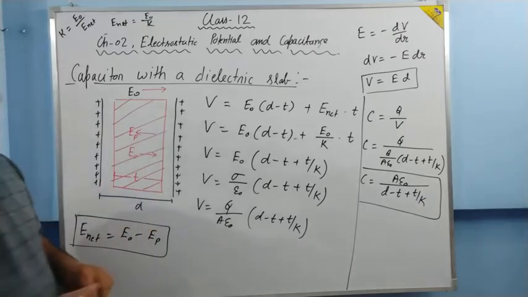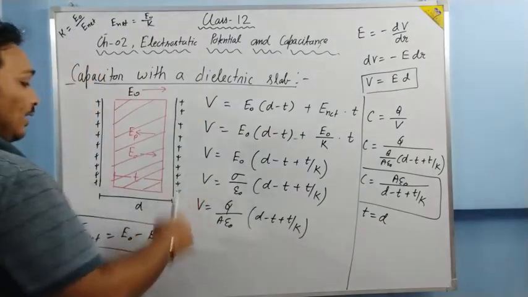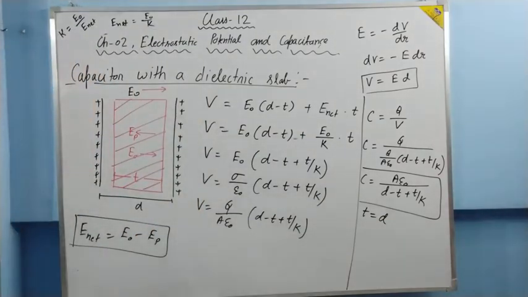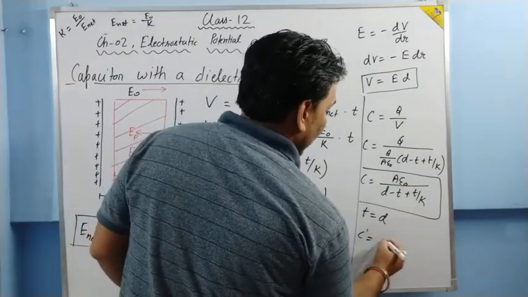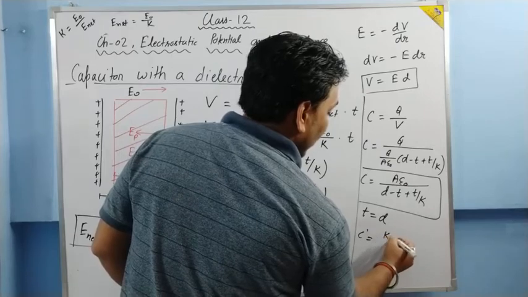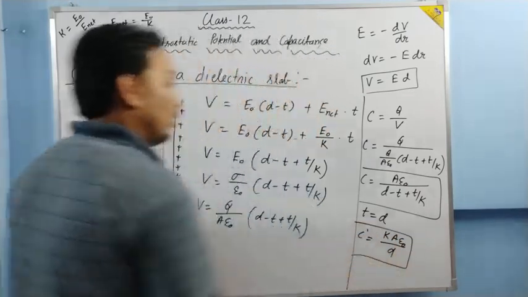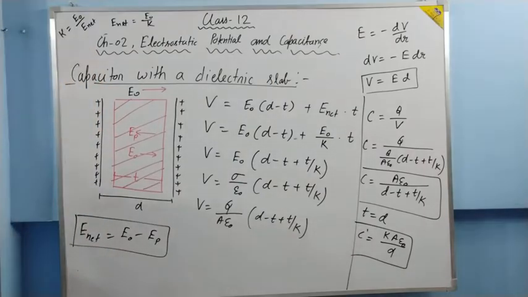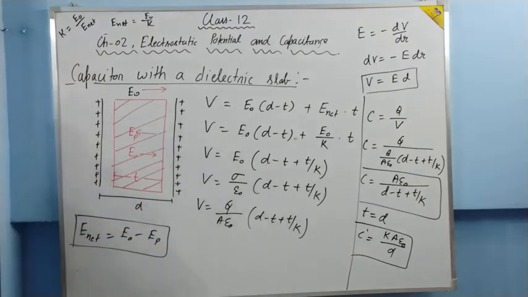But suppose if T is equal to D, if the slab fills the gap completely, then the capacitance will be D and D will be cancelled out, K will go upward. It will be C dash is equal to K A epsilon naught upon D. Is it clear? That we have done earlier also. So this is the capacitance of a capacitor filled with the dielectric slab partially.